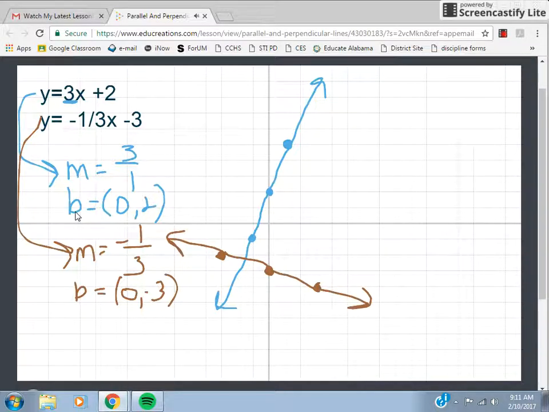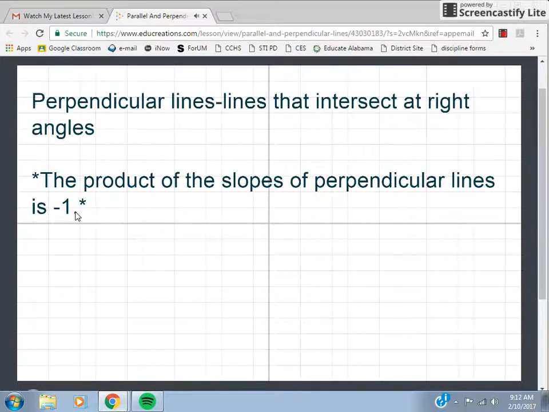Alright, now, if my lines were a little straighter, you'd really be able to tell, but these lines intersect at a 90-degree angle, and that's exactly what perpendicular lines are. Perpendicular lines intersect at 90-degree angles. Remember, a 90-degree angle is a right angle, so right or 90 degrees. Those are the same thing.